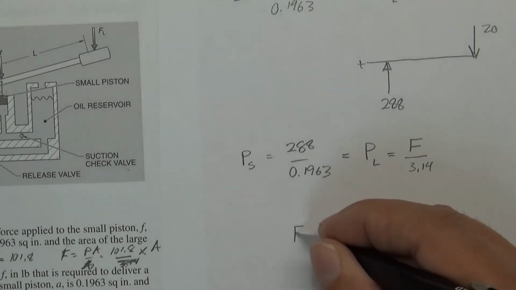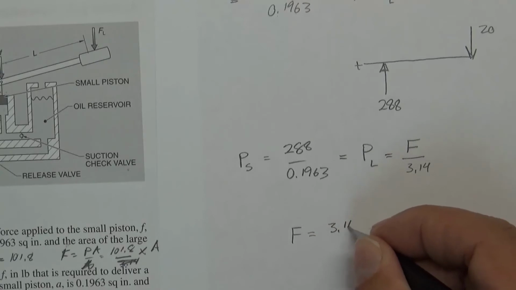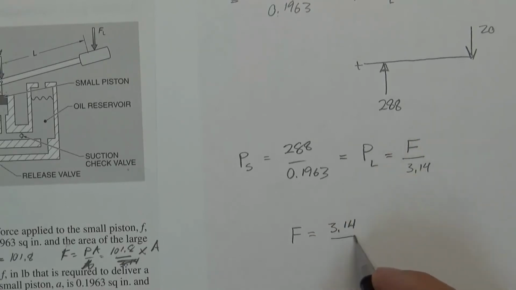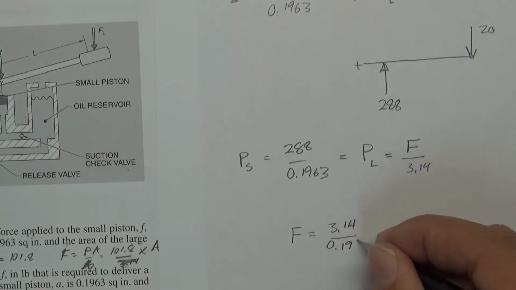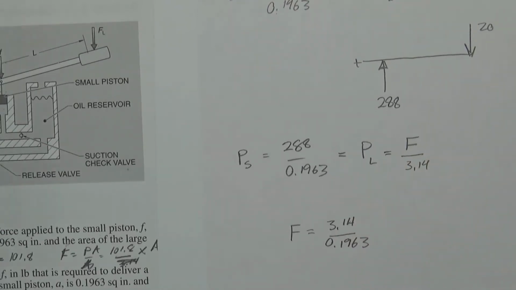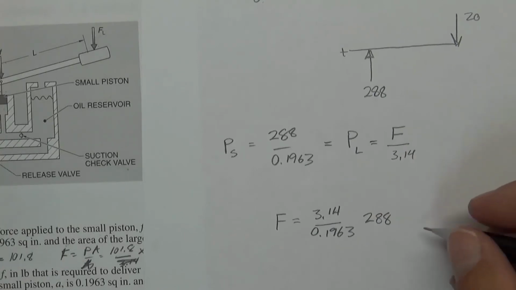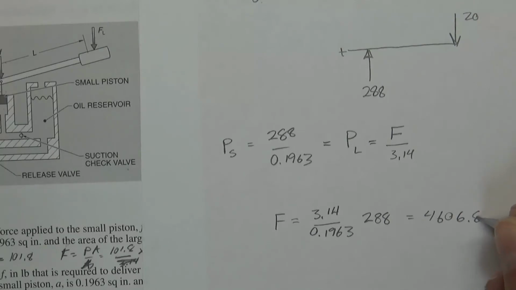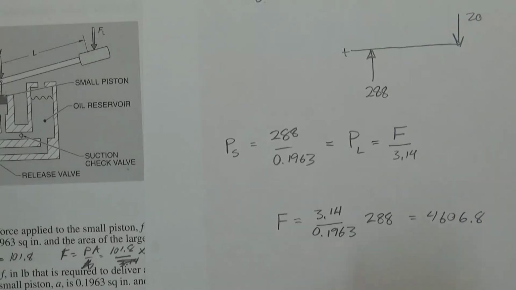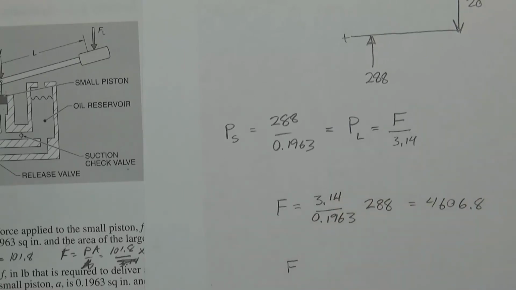Let's just do that. F equals, I'm just going to multiply 3.14 over 0.1963. Now there's the hydraulic advantage owing to the different areas of those two pistons, times 288, and that'll give us an answer of 4606.8 pounds.